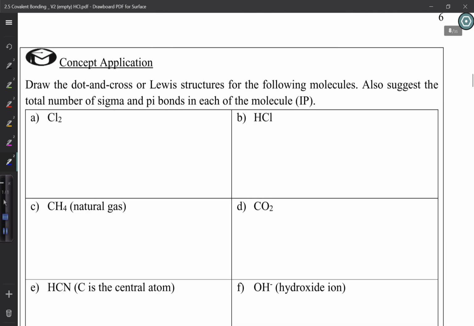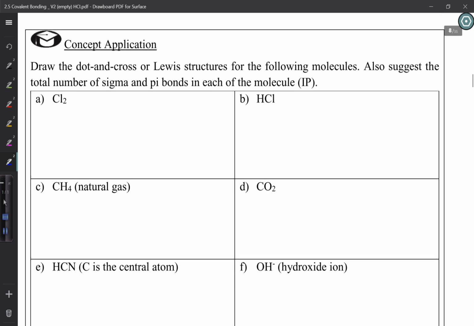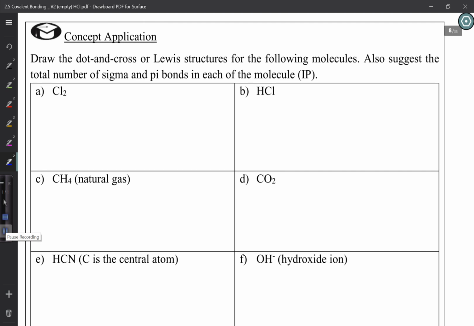So now, all these are some practice questions. I guess this will keep you occupied until the end of today's lesson. Please draw the dot and cross or Lewis structure for the following molecules. Do the easy ones as example, and then you can do the harder ones.